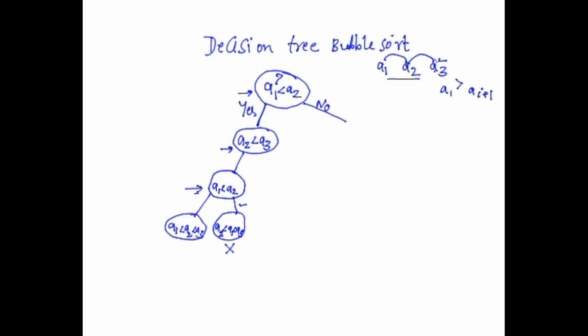Continuing with this, if the answer to this a2 is smaller than a3 is not true, that means that a2 is the largest number. In that case, a2 will be swapped with a3. In the next iteration, we will compare a1 with a2.